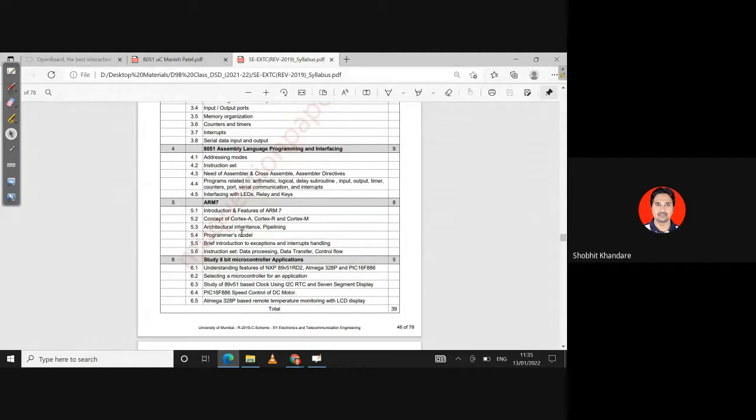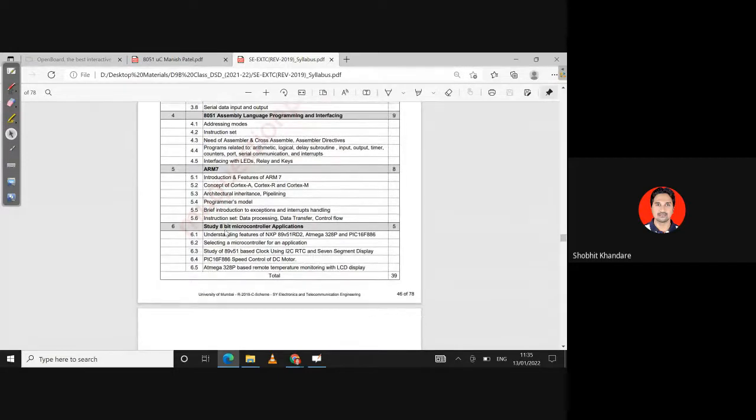ARM7 is not covered in detail, but a little bit of the programming of ARM7 we have to understand. Then a brief introduction to exceptions and interrupt handling. We will see what this concept is. Instruction set, data processing, data transfer, and control flow. So this we will be studying in ARM7.